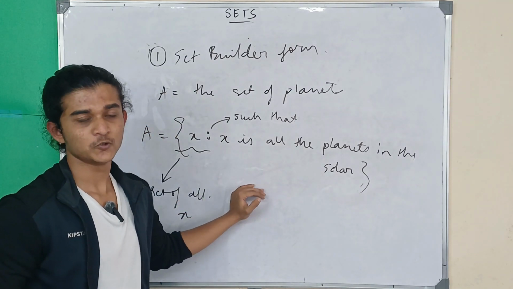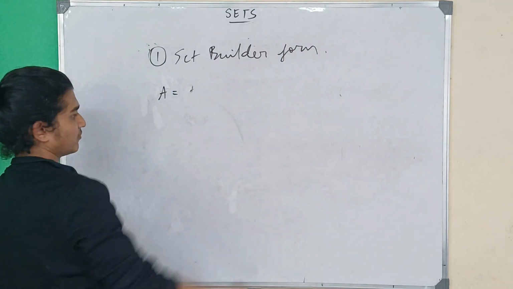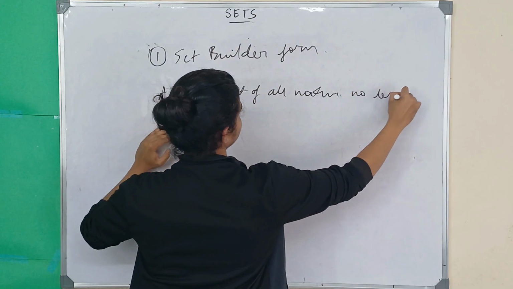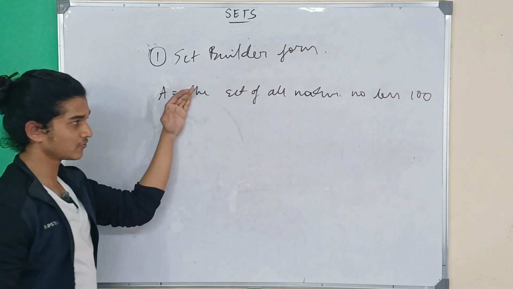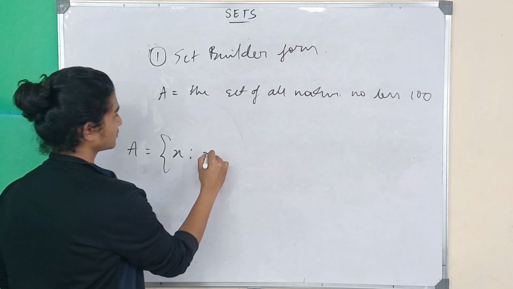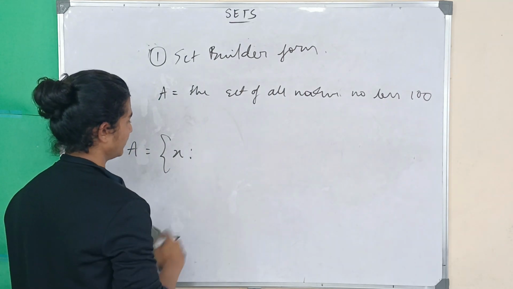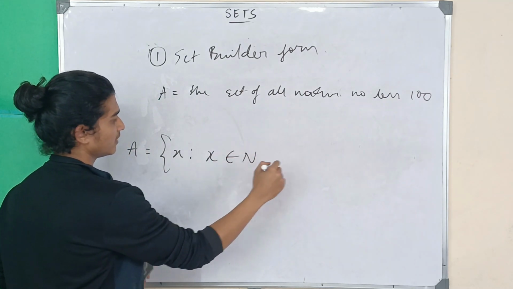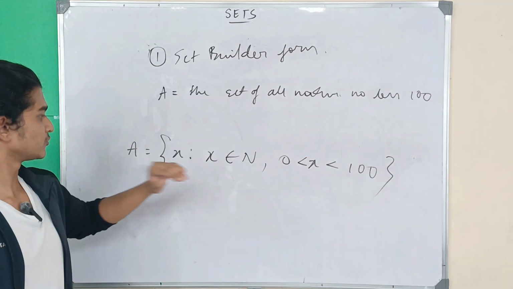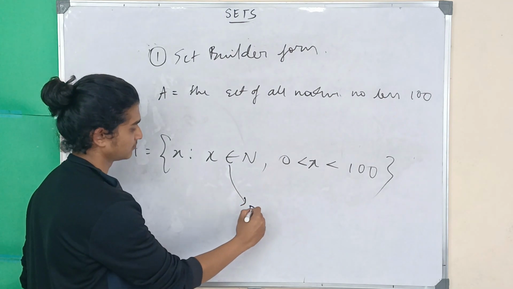Now in set builder form, you can compress a huge set into a very tiny form. For example, let us say A is the set of all natural numbers less than 100. You're going to represent it in set builder form as A equal to set of all x such that x belongs to natural numbers and x lies between 100 and 0. There's one more thing which I included here, which is this symbol. You're going to pronounce this as belongs to.